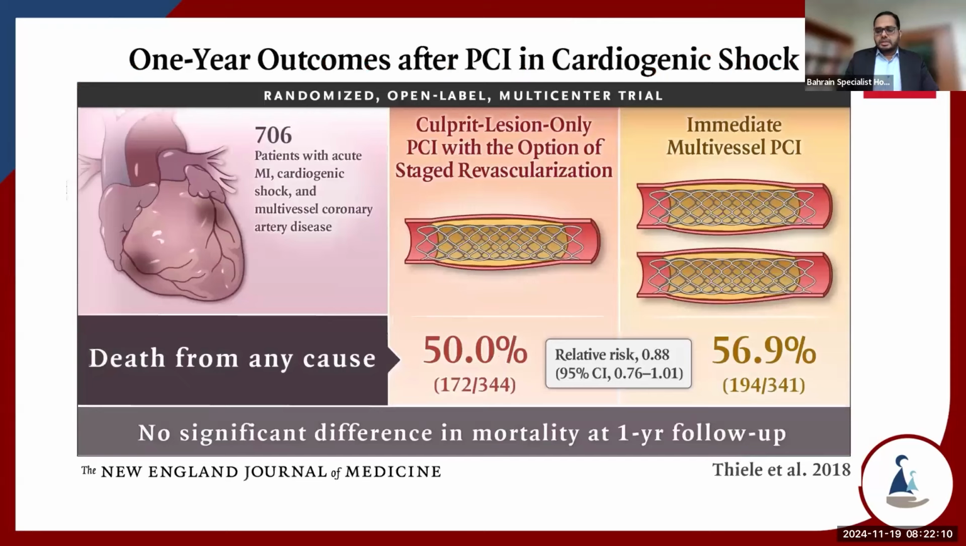And that came from this trial, the CULPRIT-SHOCK trial. So it was about 700 patients with cardiogenic shock, acute MI, multivessel coronary artery disease. So patients who got only culprit artery PCI, the mortality was about 50%. And patients who got multivessel PCI, the mortality was 56.9%. And so there was increased mortality when we tried to put in multiple stents in a patient with cardiogenic shock.